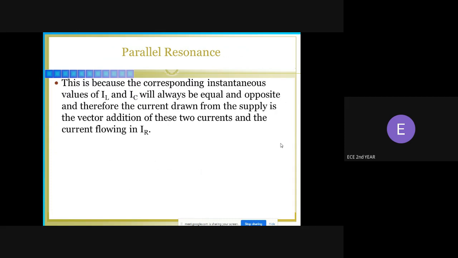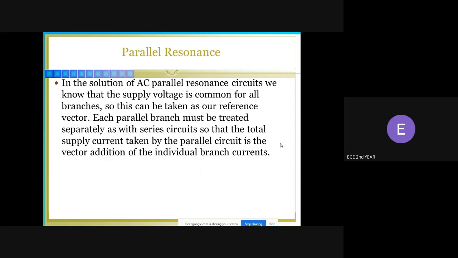This is because the corresponding values of IL and IC will always be equal and opposite, and therefore the current drawn from the supply is the vector addition of these two currents and the current flowing in the resistance. So the total current in the circuit is the vector addition of the inductor current, the capacitor current and the current flowing through the resistance. This is the total current flowing in the parallel resonance.